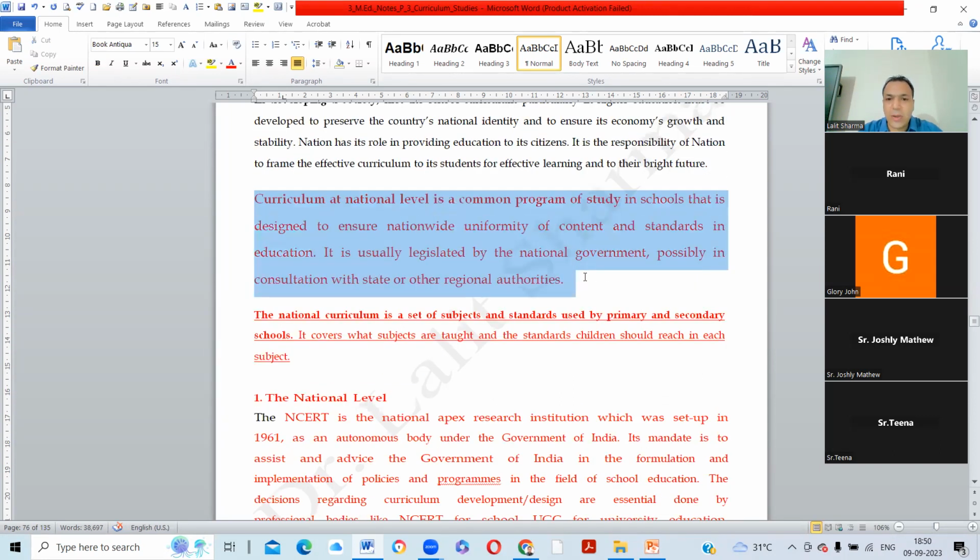Curriculum at the national level is a common program of study in school that is designed to ensure nationwide uniformity. Yes, the word is uniformity. Why is a national level curriculum needed? Because of the uniformity of the syllabus. It shouldn't happen that in some states you are teaching one thing and in other states you are teaching a different thing, even though the classes are the same. The CBSE board, ICSE board, and every state should follow the same standard and the same syllabus. This you have to write.